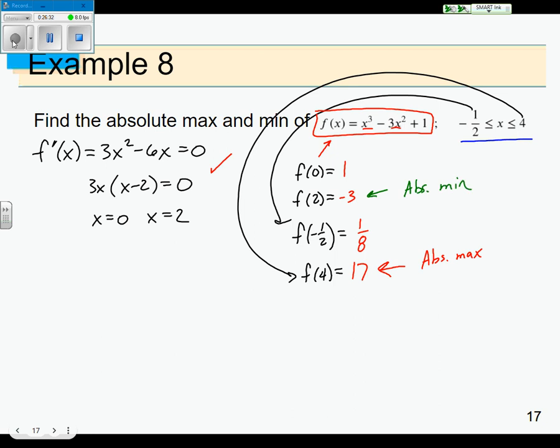So this is using calculus to find absolute maxes, absolute mins. We got to find that derivative, do the critical numbers, and then plug everything in to see who wins and who loses.